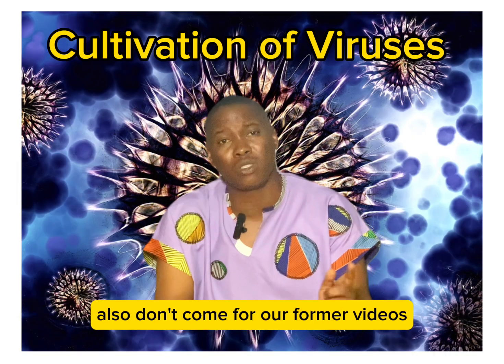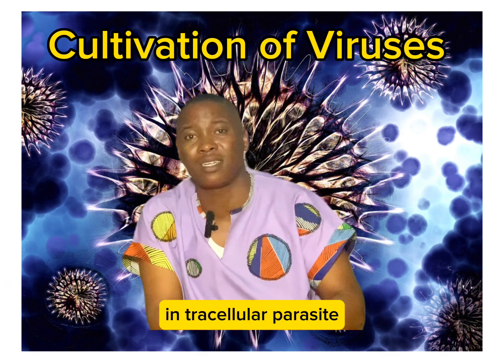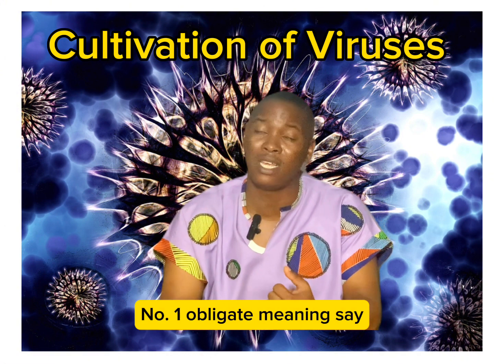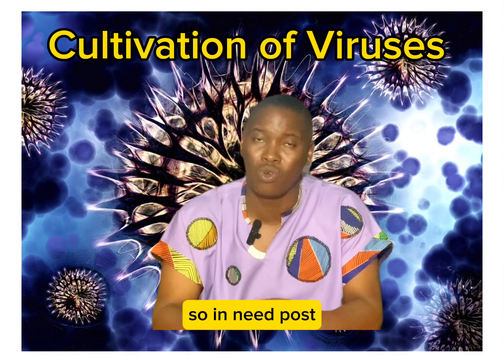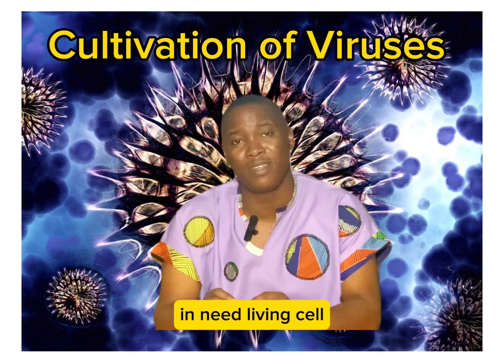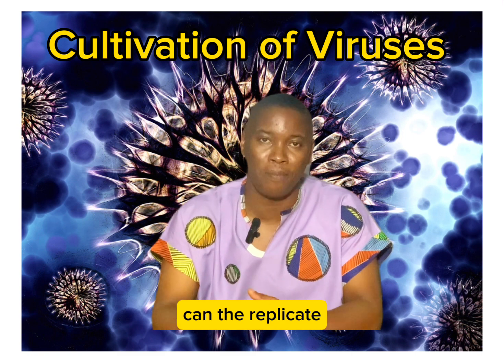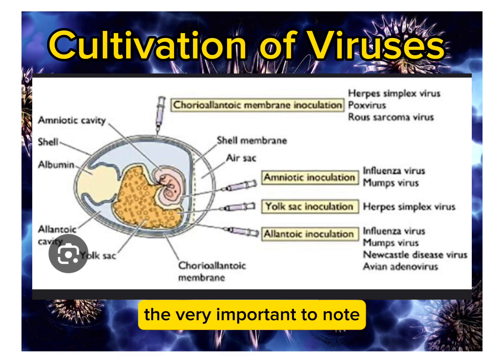This na one of the three ways through which we dey take cultivate viruses, and this one dey very important to know. Also, we don talk am for our former video say virus na wetin we dey call obligate intracellular parasite. This one mean say number one, obligate, meaning say e no fit survive outside living things, intracellular. So e need host, e need living cell wey e go invade, come dey function, come dey replicate for inside that living cell. So this one dey very important to note.